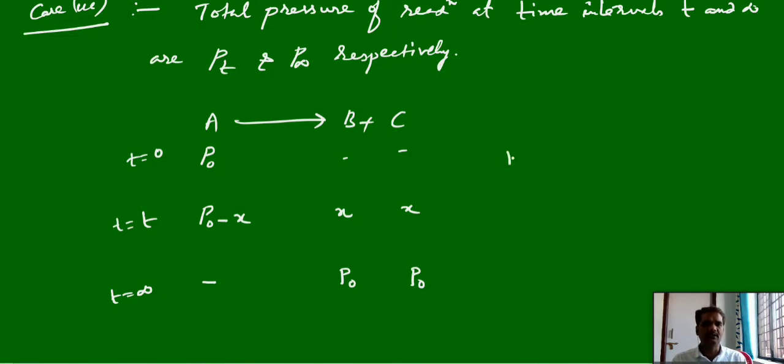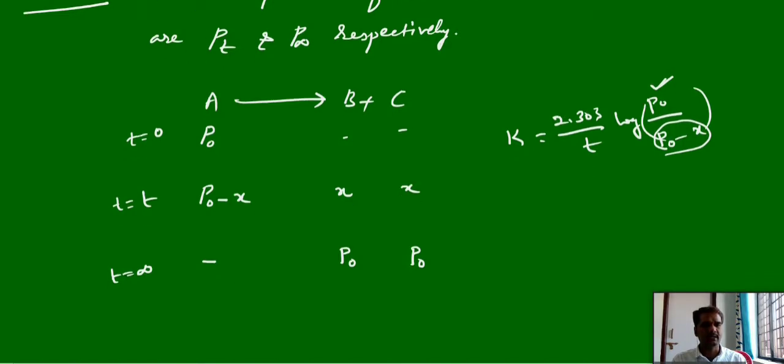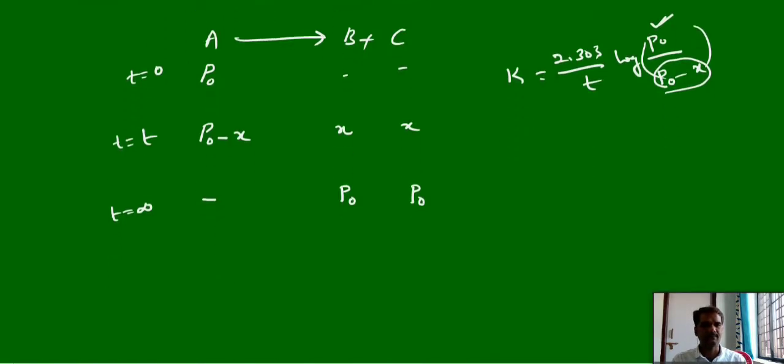Again you have to identify the integrated rate equation. K is equal to 2.303 by t log of the initial pressure P naught over the pressure at time t, P naught minus x. So we have to identify what P naught is and what the P naught minus x value is from the given data. If you know P naught and P naught minus x, you can substitute them and get the integrated rate equation. Now identify.